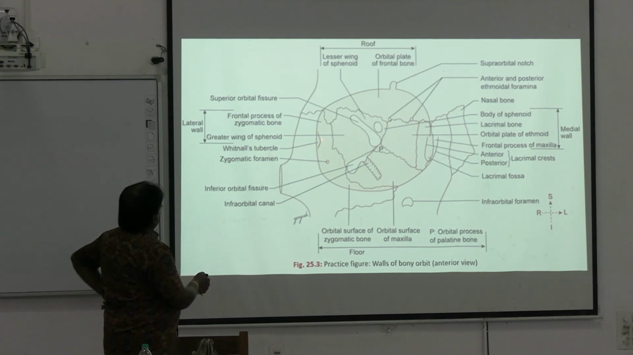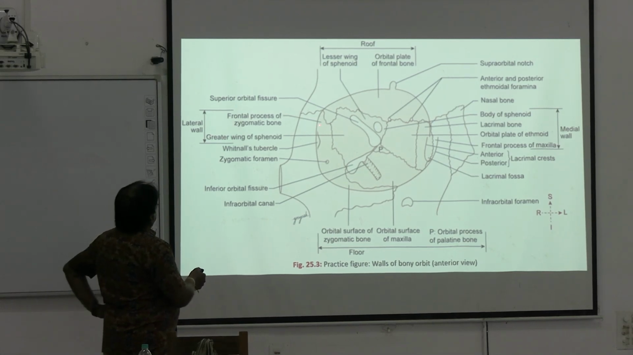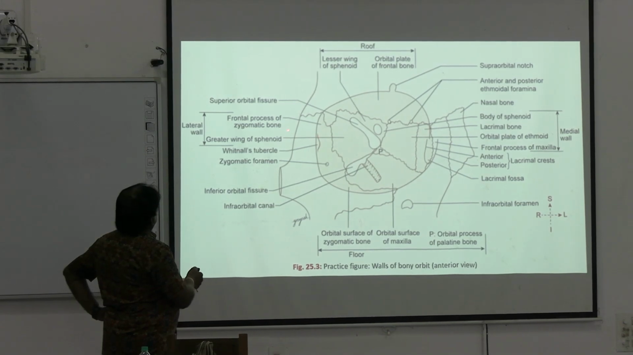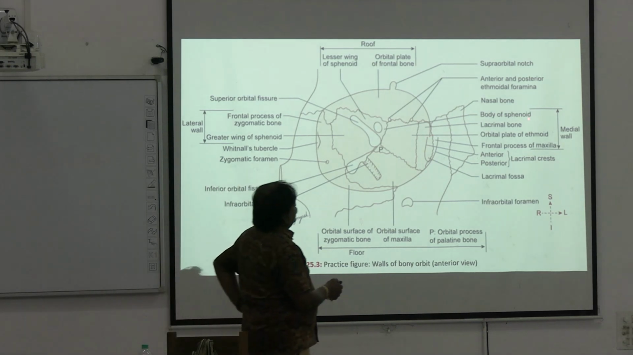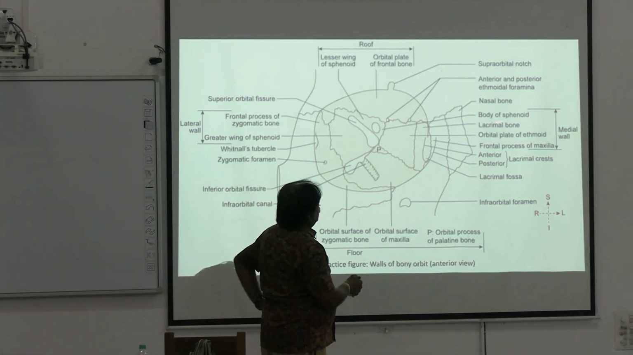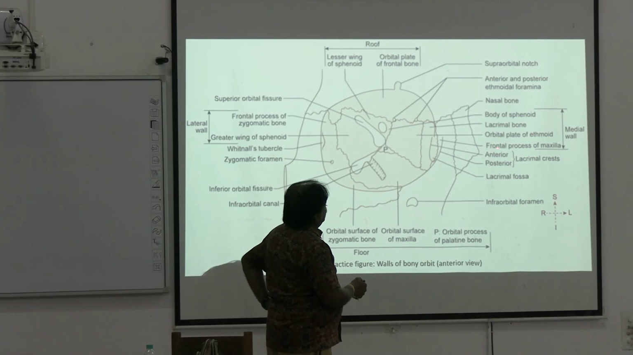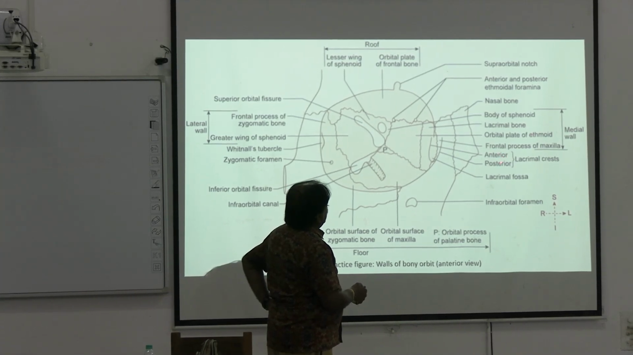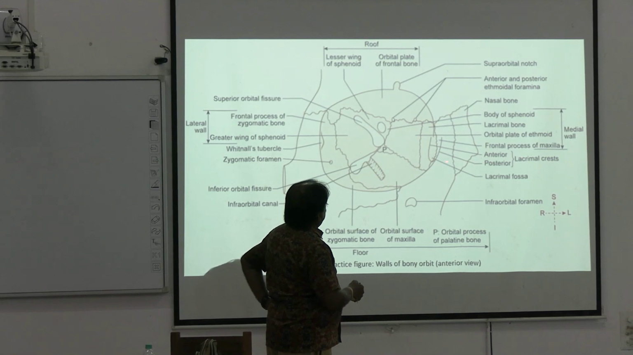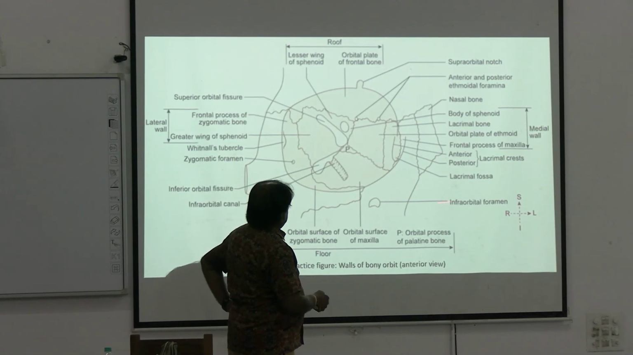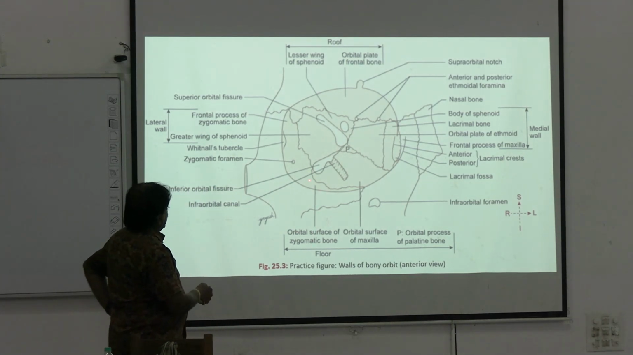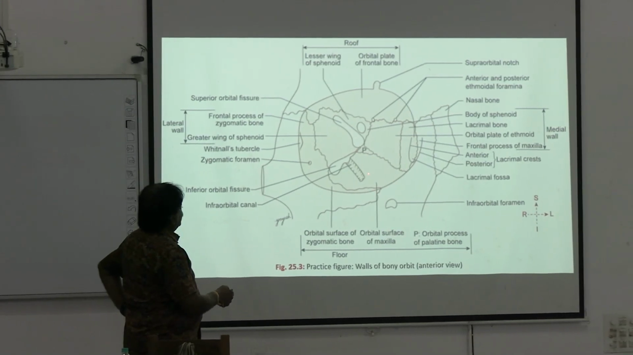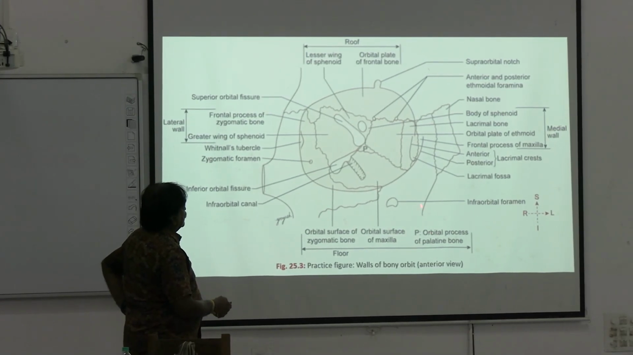Now, Whitnall's tubercle, the greater wing of sphenoid and frontal process of the zygomatic bone. This is the frontal process of the zygomatic bone, greater wing of sphenoid. This is the lateral wall. And the medial wall is contributed by the body of the sphenoid, lacrimal bone, orbital plate of ethmoid, frontal process of maxilla, the anterior and posterior lacrimal crest, lacrimal fossa, this is the lacrimal fossa, and infraorbital foramen. Now, the floor is contributed by the orbital surface of the zygomatic bone, orbital surface of the maxilla, and orbital process of the palatine bone.